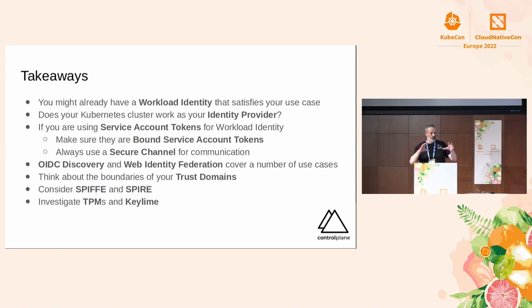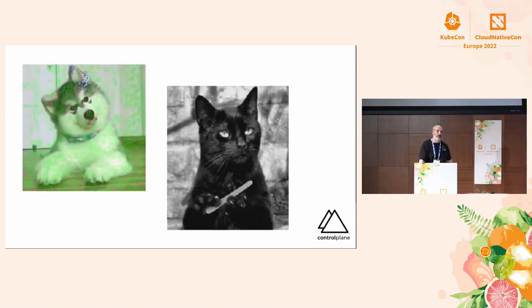If you go into the wider fields where you want to use the same identity in your JWT and your X509 certificate, then you might want to think about Spiffy and Spire. You've got more complexity and an operational and administrative overhead to run Spire. If you need the extra capabilities that gives you, it's certainly worth thinking about. Consider Spiffy and Spire, see if your needs really require that, and investigate things like TPMs, Keylime, and trusted execution environments. And that's me done.